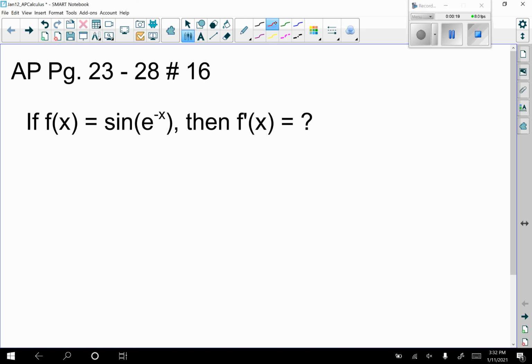Let's take a look at what f prime of x is if f of x is equal to sine of e to the negative x. So we have to use the chain rule here. Derivative of sine is cosine of e to the negative x, then times the derivative of e to the negative x, which is e to the negative x, times the derivative of the exponent, which becomes a -1. So kind of cleaning this up a little bit, we could put the negative e to the negative x first times cosine of e to the negative x.